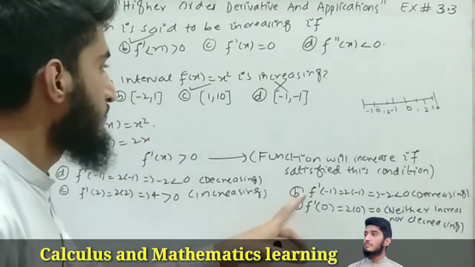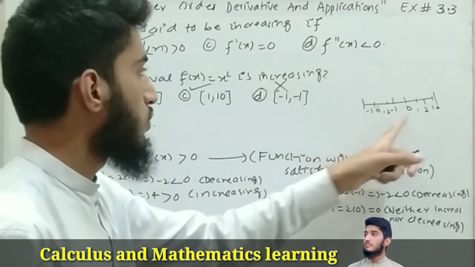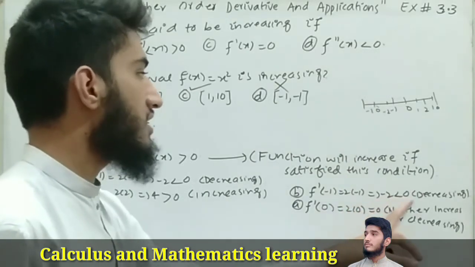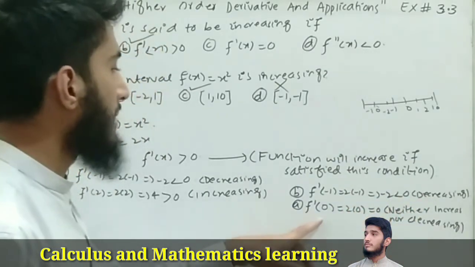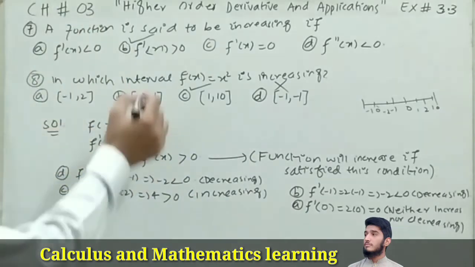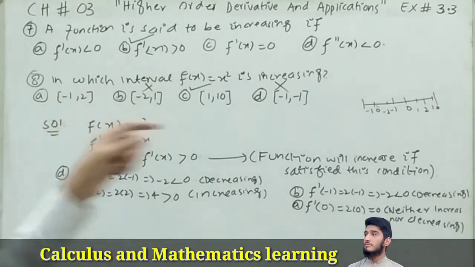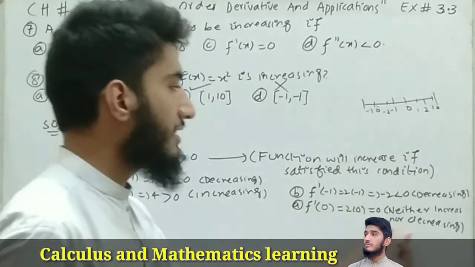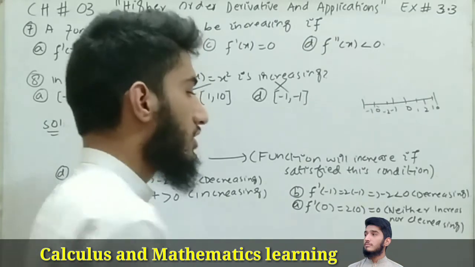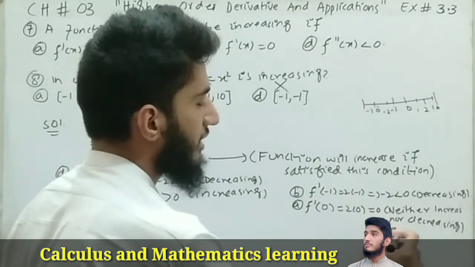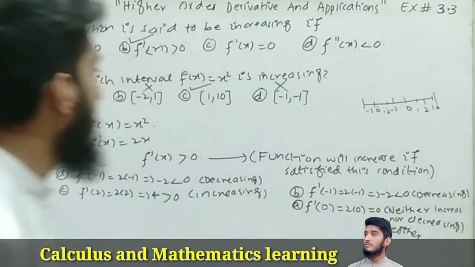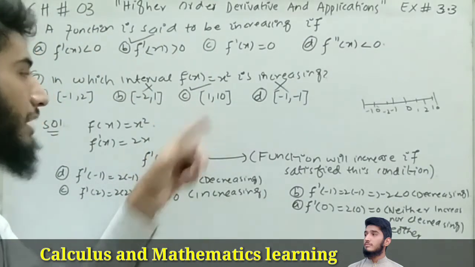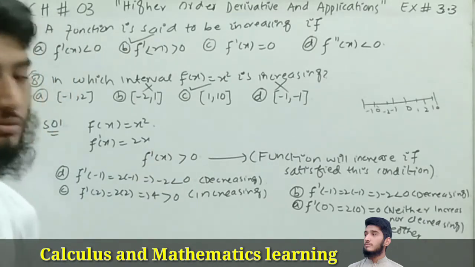Part number B, we have minus 2 to 1. Minus 2 to 1, suppose we take 0 or minus 1. If minus 1, it gives us less than 0, the function is decreasing. And f prime of 0 in the interval, this is also the wrong option. Option A, minus 1 to 2. Minus 1 to 2, suppose we take 0. At 0 it gives us 0, it is neither increasing nor decreasing. So the correct option will be option C, and in this interval 1 to 10 the function is increasing. So the correct option is option C for MCQ number 8.